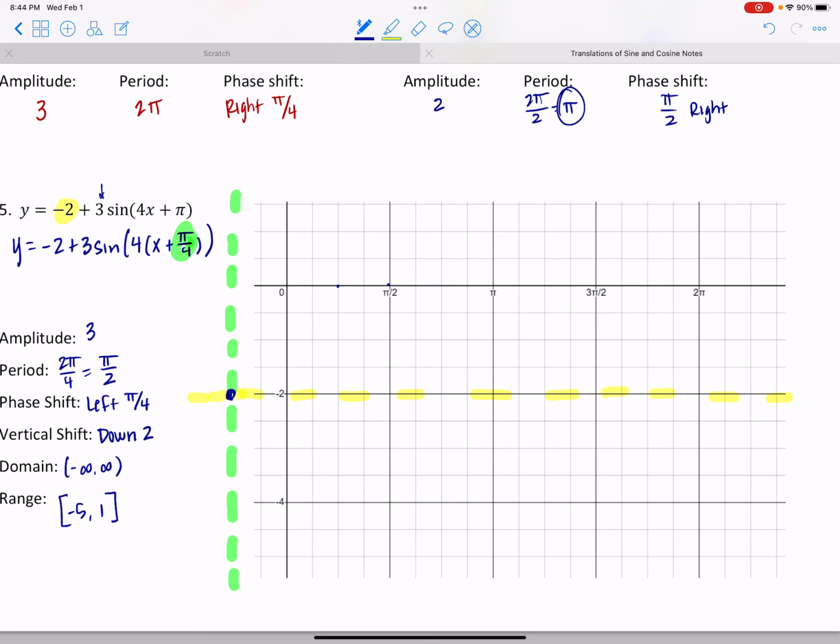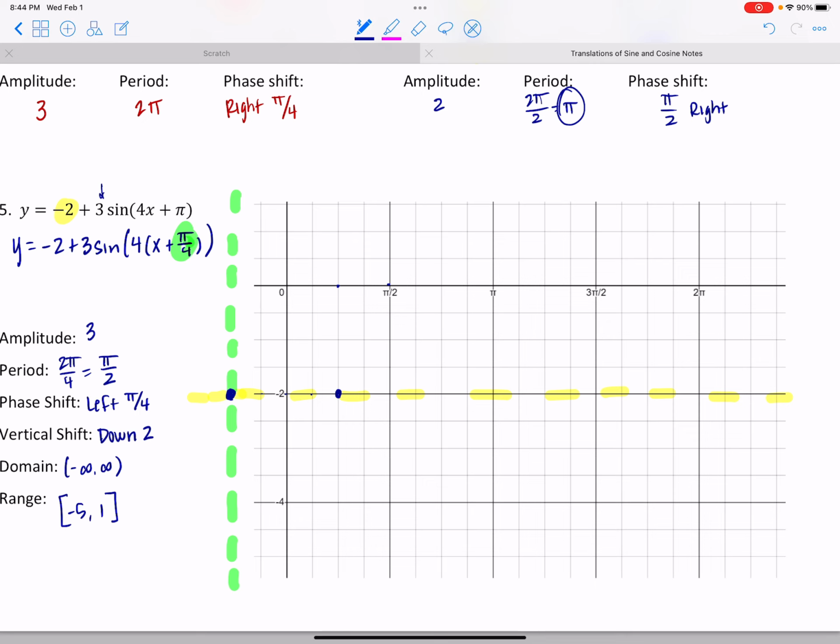Sine's going to start there and end there. But remember, 4 cycles in this thing, so 1 cycle has to happen every pi over 2. So pi over 2 is this much, okay? It's like 4 of the little tick marks on my graph. So every 4 of those, I gotta finish the cycle. So I want to start there, and then 1, 2, 3, 4, end there. And I gotta do that 4 times.